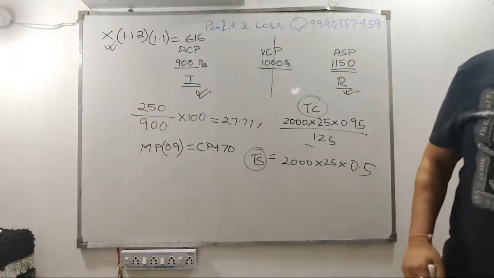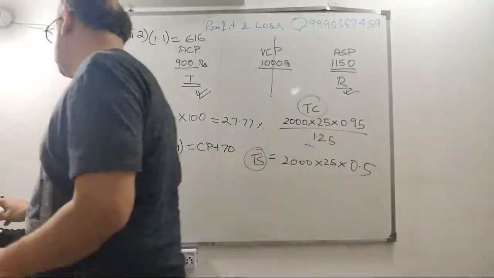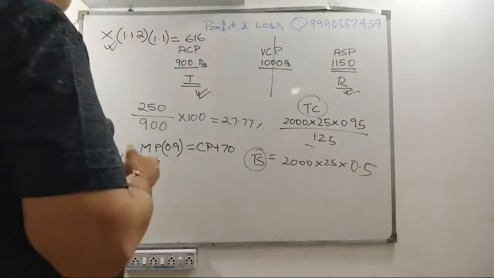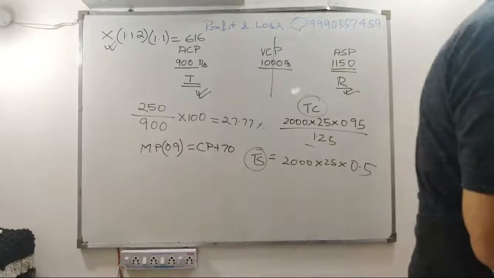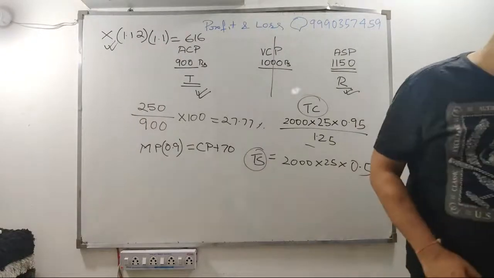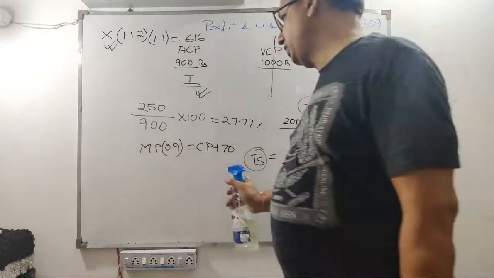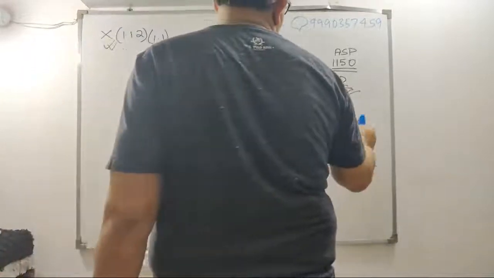Or any other doubt? So X into 1.12 into 1.1 is equal to 616. Any other doubt in the sheet? In the profit and loss assignment sheet.